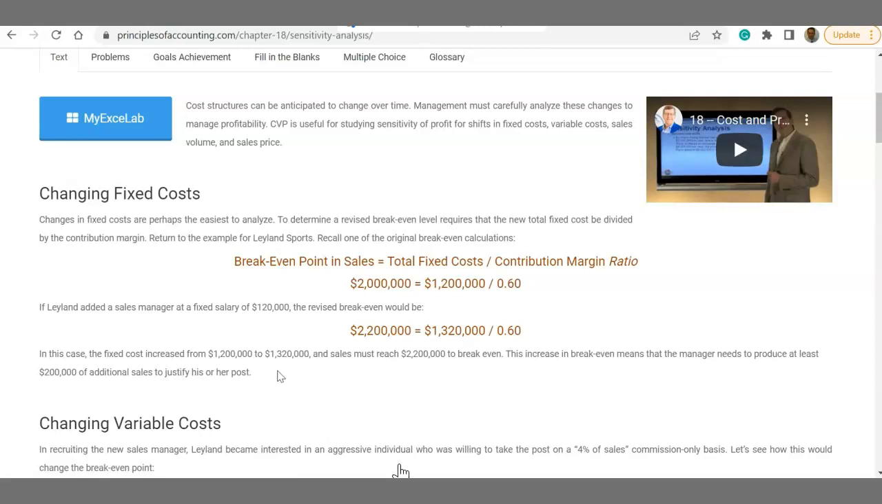Here it says, if Leyland added a sales manager at the fixed salary of $120,000, what would happen? So if a fixed salary is increasing, then the fixed cost is increasing. From $1.2 million, all of a sudden you have $1,320,000 fixed expense. Your contribution margin is the same thing. Obviously, your break-even point will change from 2 million to 2.2 million. You see? So that means your manager needs to be efficient enough and good enough to increase the sales by at least $200,000 in order to make sense to hire.